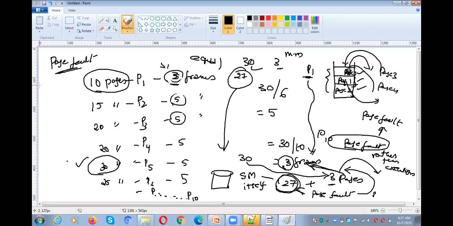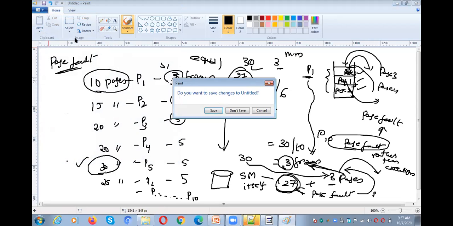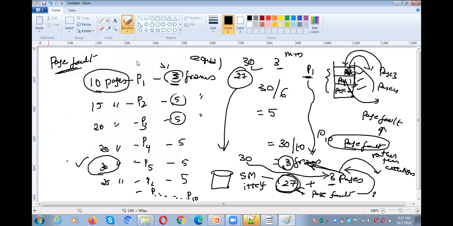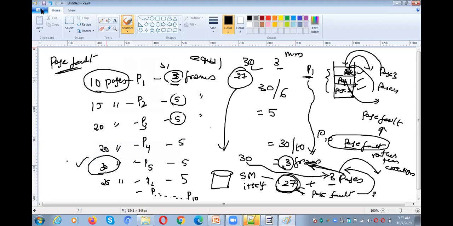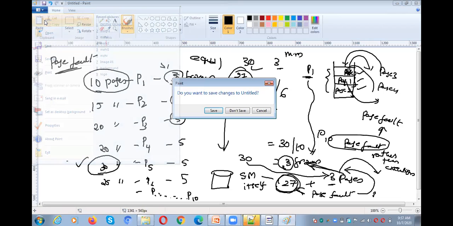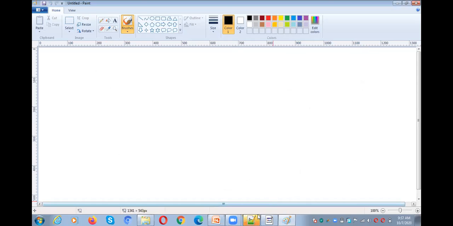Whenever there is a page fault, automatically it will be a problem. The operating system is always busy with the paging activity rather than the execution, right? That is a problem. So let me explain with the help of a diagram now.